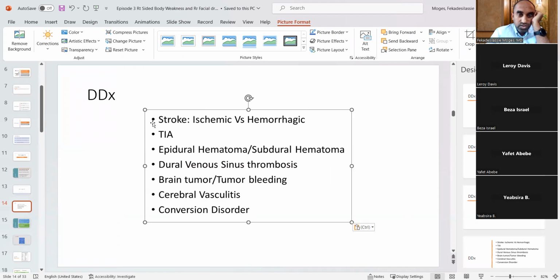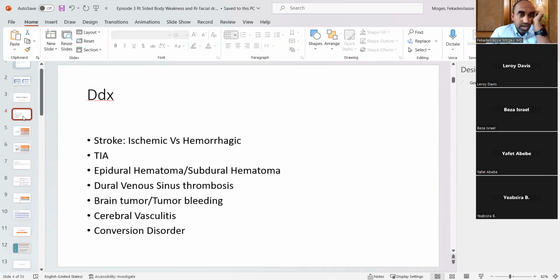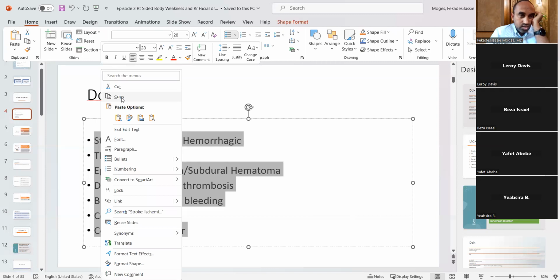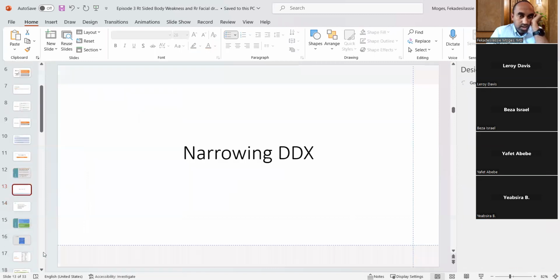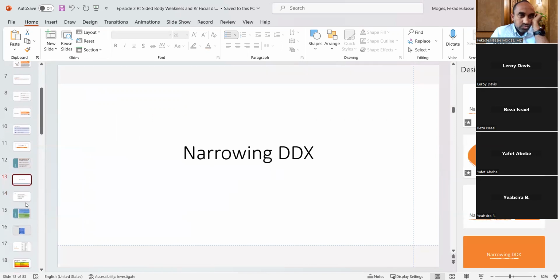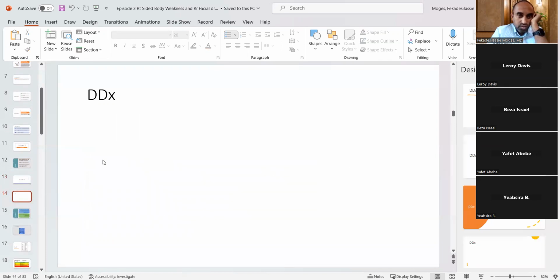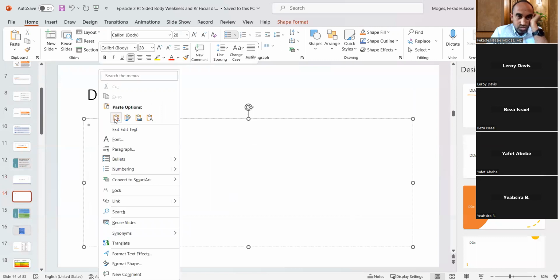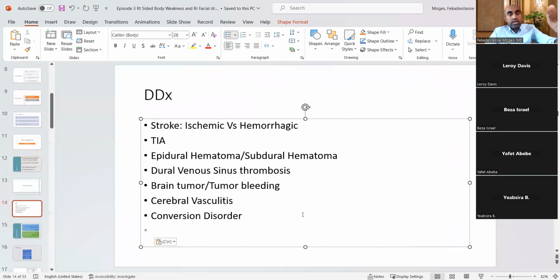Which ones do you want to keep? Which ones do you want to remove? Let me go back and copy this, until you guys think about them. So these were the list. This is the list we have. So let's narrow down. If you want to add a differential diagnosis based on the detailed information you have gathered, you can also ask, okay?